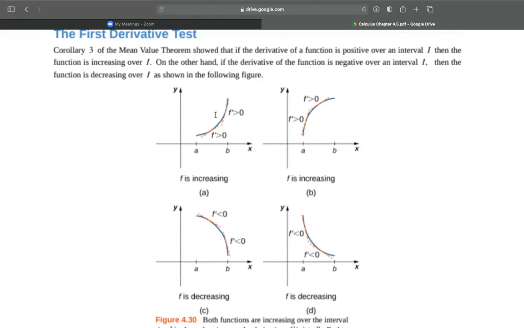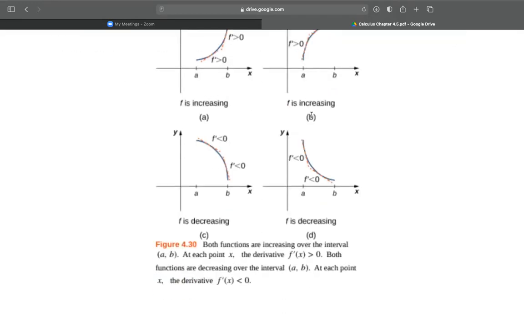So the first one, it's concave up, and this relates to the second derivative. If f double prime is positive, it's concave up, like picture A. If f double prime is negative, it's concave down. It's picture B. The same for C and D. C and D are both decreasing. So f is decreasing. That means f prime must be negative.